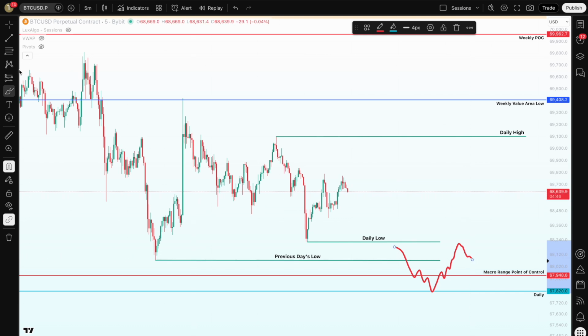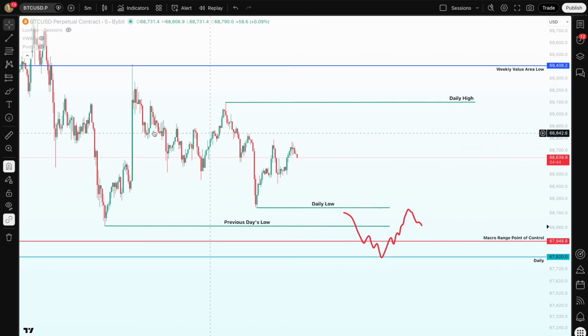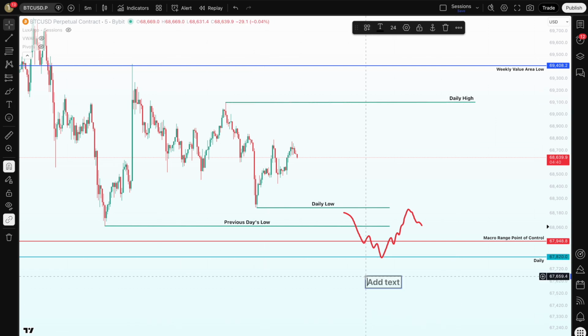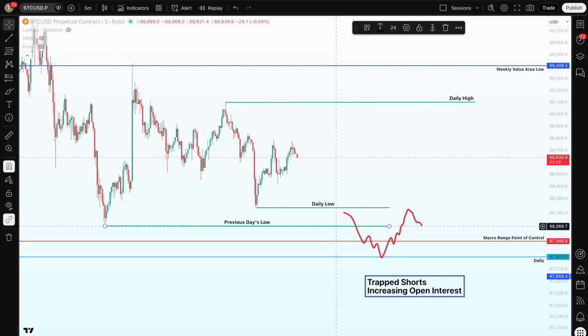Well, what would you look for here? I'd look for the exact opposite things that I'm looking for when we are sweeping the highs. For me, the best signs for entering the market here would be trapped shorts, because I'd like to see people joining the market here expecting a bigger continuation to the downside. I'd like to see increasing open interest, right? The increasing market participation is number one sign for us to enter the market.